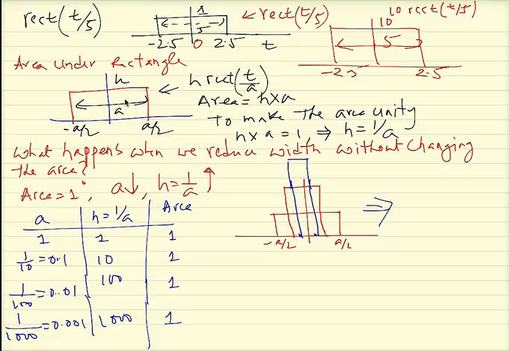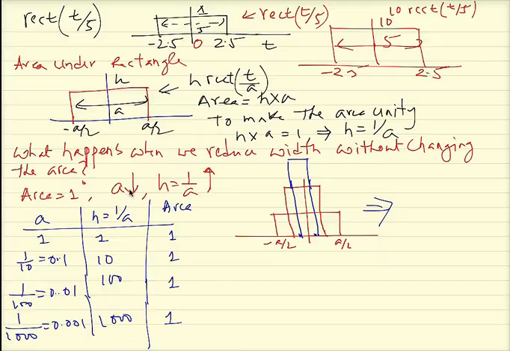So what we will try to do now is decrease the value of a without changing the area under this rectangular path. So what happens when we reduce the width of the path without changing the area? The area is always constant. We want to keep it constant, but we want to reduce the value of a. So what will it do? It will make the h higher, right?